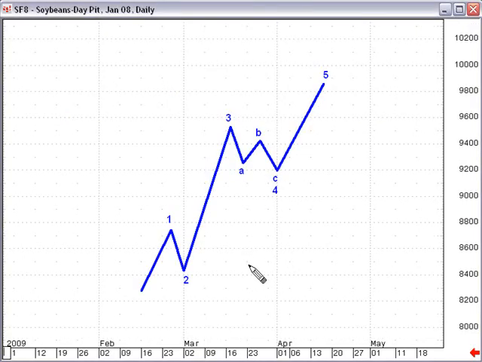Here we have a basic 5-wave Elliott wave move. Here's my wave 1, here's my wave 2, my 3, ABC for a 4, and then a 5. This is your classic impulse structure according to the wave principle.